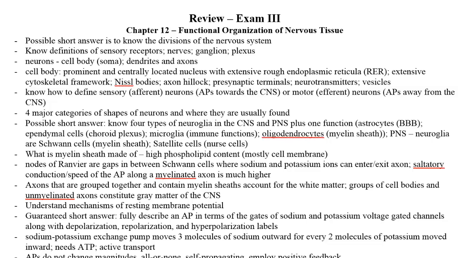Neurotransmitters are the chemicals inside the vesicles. Vesicles are storage compartments in the presynaptic terminal. The neurotransmitters will be packaged into them for eventual release. You always define sensory neurons as action potentials toward the central nervous system, and motor neurons as action potentials away from the central nervous system. The four major categories of neurons, we'll go ahead and just make that 3. We'll ignore the anaxonic and where they're usually found.